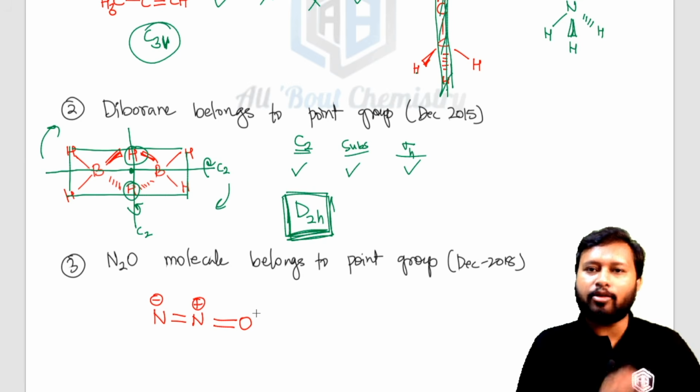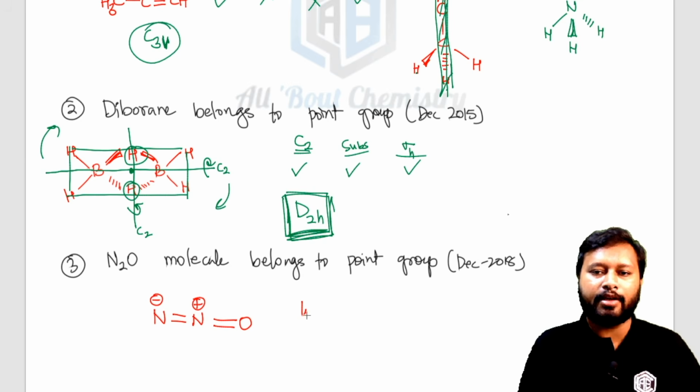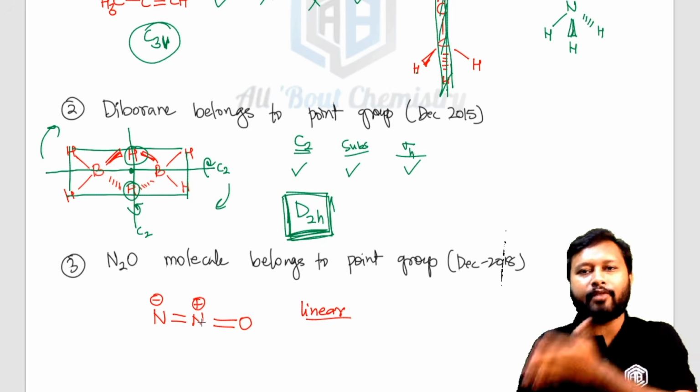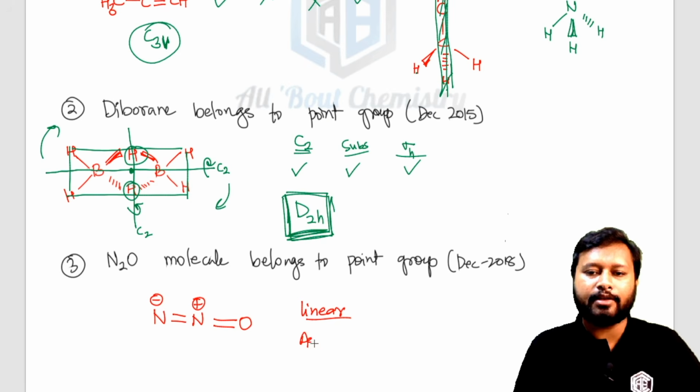Right now you can simply see that this molecule is linear and it's not symmetrical, right. You cannot bisect it into two equal halves. One side you have nitrogen, one side you have oxygen. So this is asymmetrical.